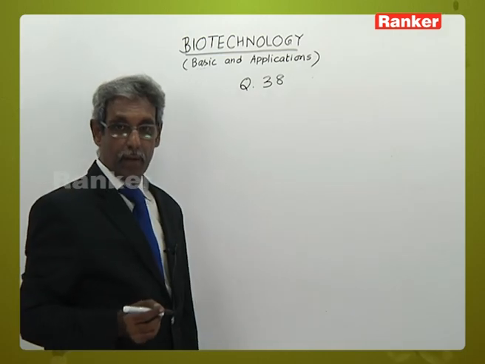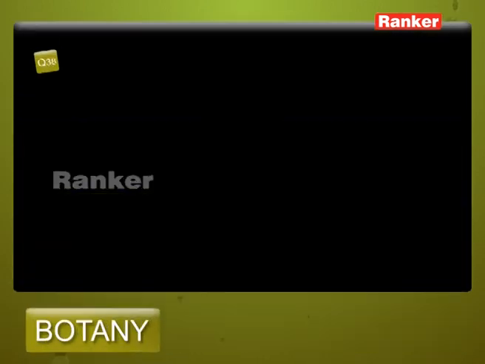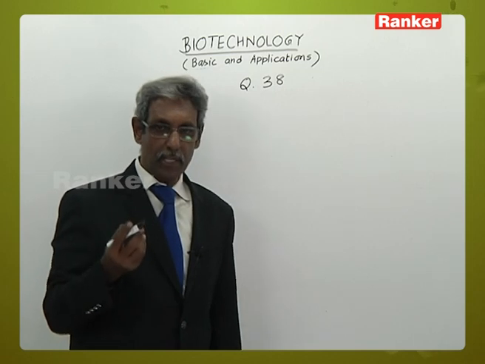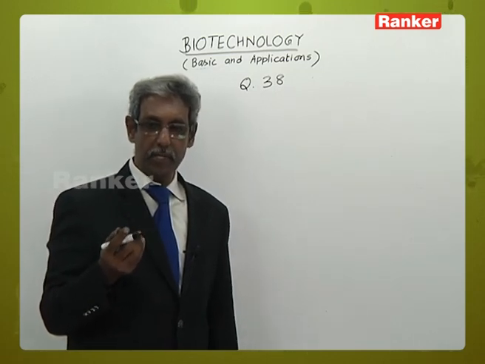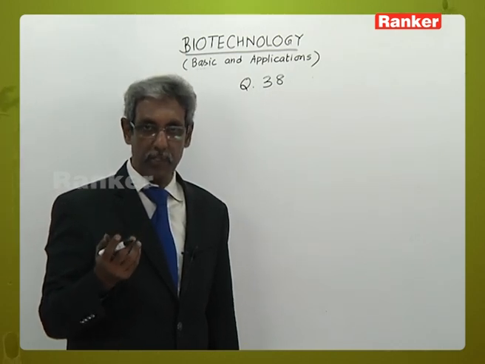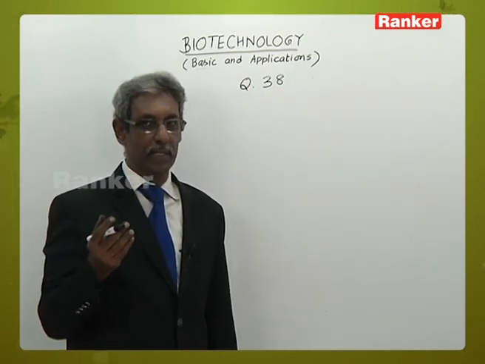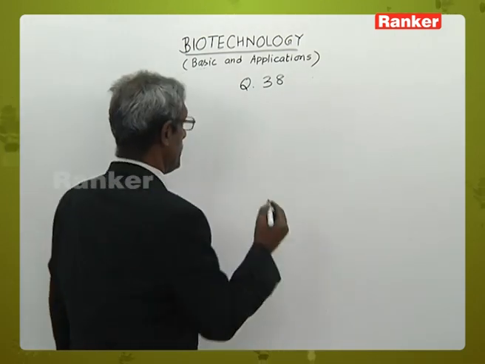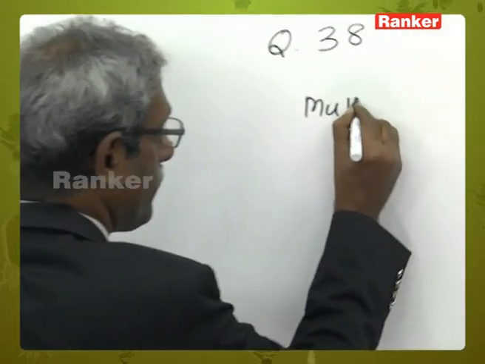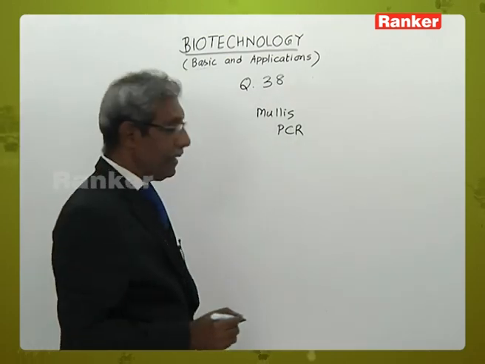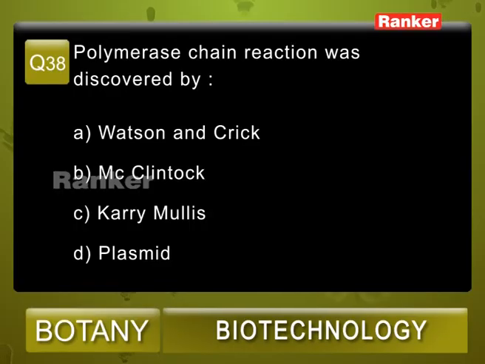Question number 38. Polymerase chain reaction was discovered by choices Watson and Crick, McClintock, Kary Mullis, as well as a plasmid. Watson and Crick are responsible for elucidation of the double helical model of the DNA. Barbara McClintock is associated with transposable genetic elements or mobile genetic elements. Kary Mullis is associated with the polymerase chain reaction. So, Mullis and PCR are associated together. Hence, the answer is C.